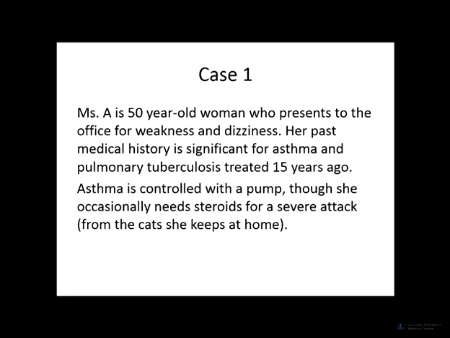So this is a case of a 50-year-old woman who comes in with weakness and dizziness. Her only past medical history is asthma, and she had pulmonary tuberculosis 15 years ago. Asthma is pretty well controlled. She uses a pump. Sometimes she needs steroids when she has a severe asthma attack, and it's because she has not gotten rid of the cats that make her asthma worse. And this is very common.